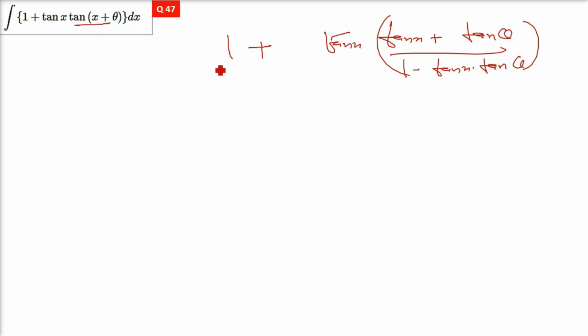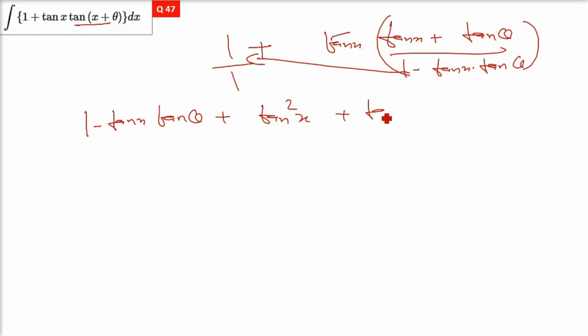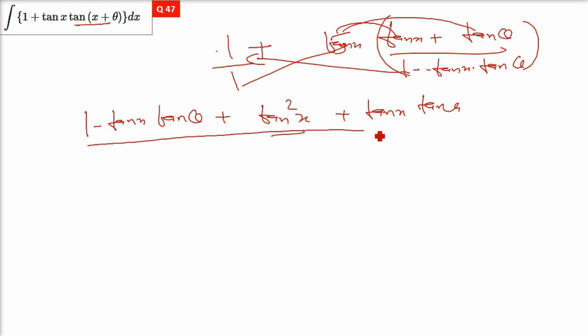We'll get some cancellation in the numerator. So just take this 1 minus tan x into tan theta here. Then the cross multiplication: tan x into tan x will be tan square x, and tan x into tan theta will be tan x tan theta. So tan square x plus tan x into tan theta. The denominator will give you 1 minus tan x into tan theta. What is the use? These two get cancelled.